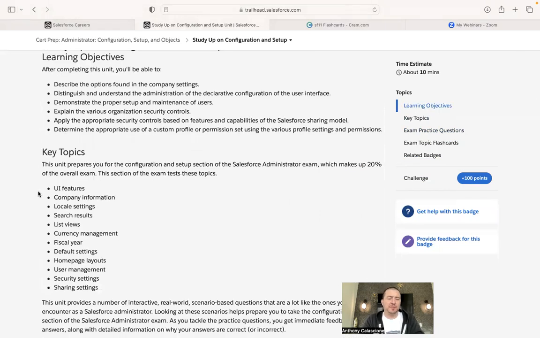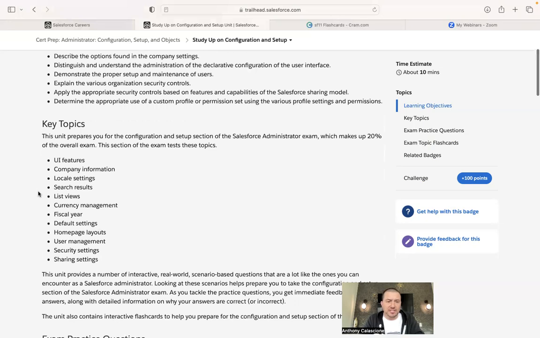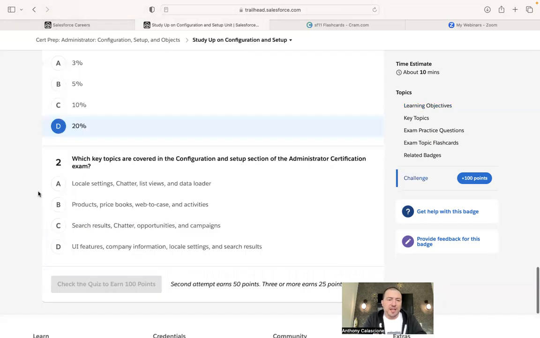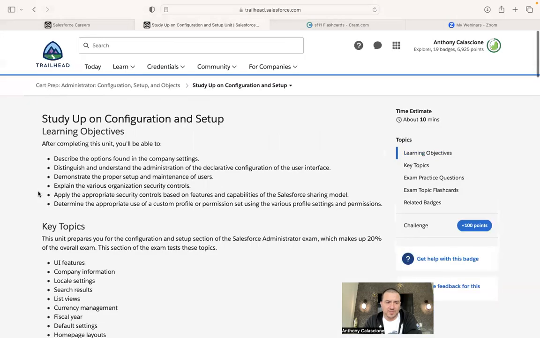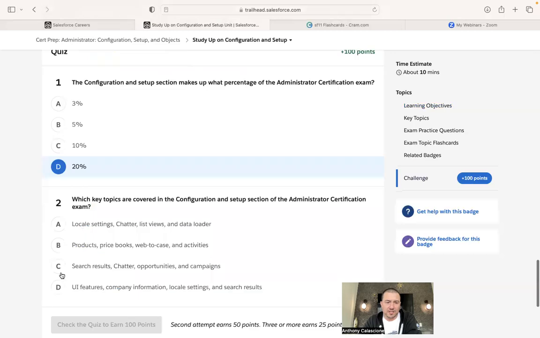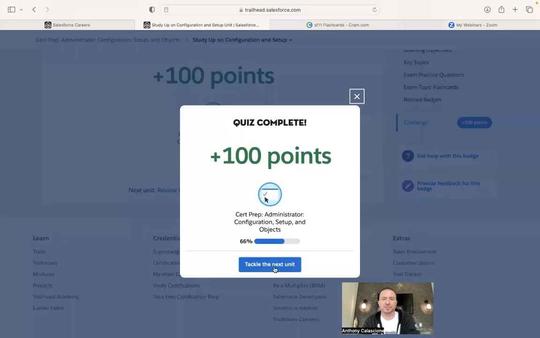UI features, company information, local settings, search results, list views, currency management, fiscal year, default settings, homepage layouts, user management, security settings, sharing settings. Okay, A, local settings, chatter, list views, data load, and note. B, product price, nope. C, search results, chatter, opportunities, campaigns, maybe. D, UI features, company information, local settings. I don't remember reading UI features. Did I? Oh, I did. Okay. Company information, local settings. Yeah, it's D. Cool, 100 points.